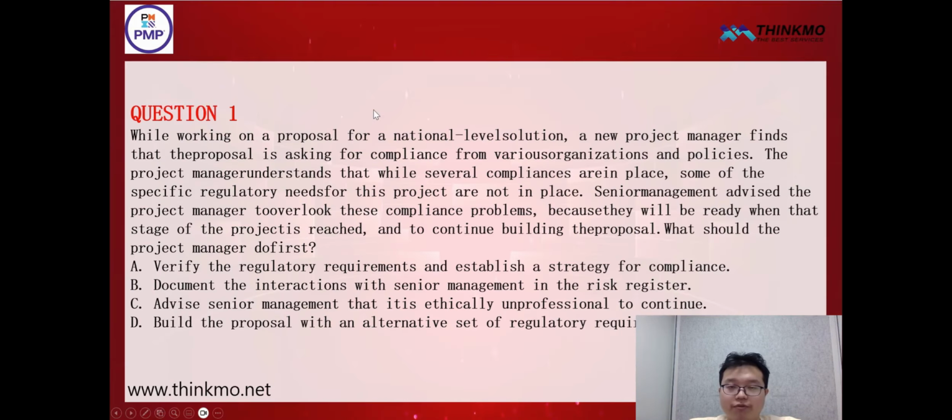Okay, let's start by looking at the first question. The first question is about a solution, and this solution is a national level solution. The new project manager discovered that the proposal requires compliance with multiple organizations and policies. The manager understands that we are already compliant in several areas. However, certain specific regulatory requirements for this project have not been fully met. They are not completely in place.